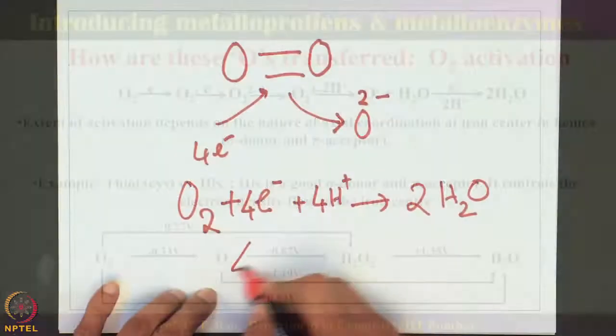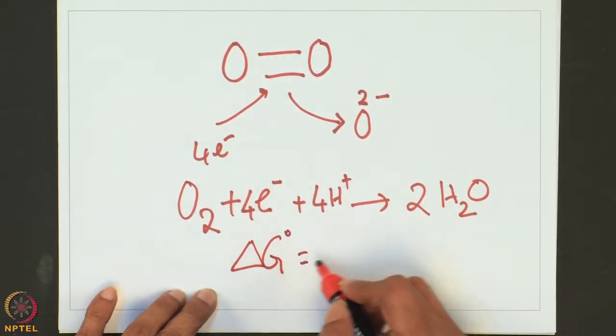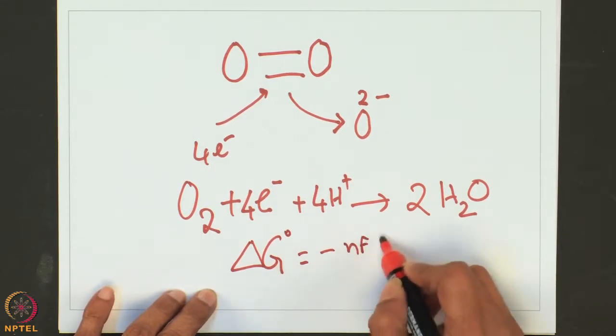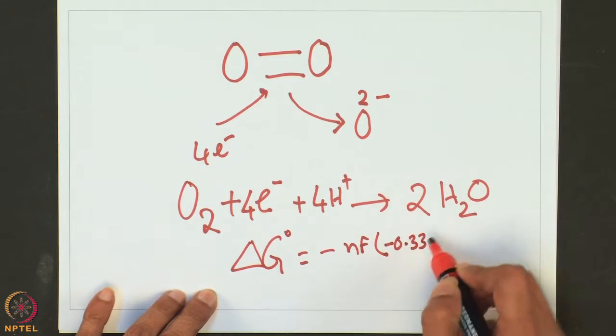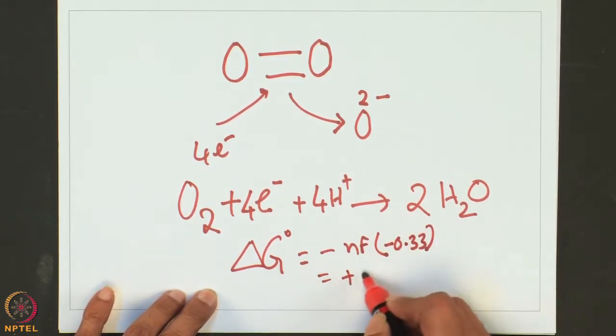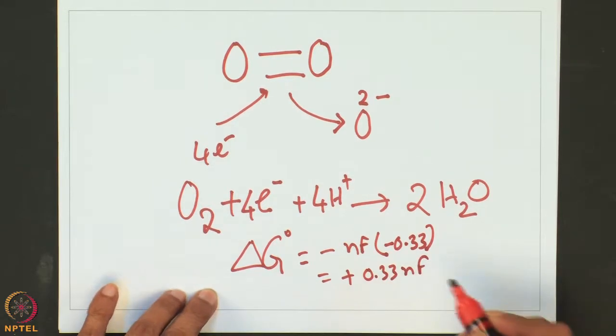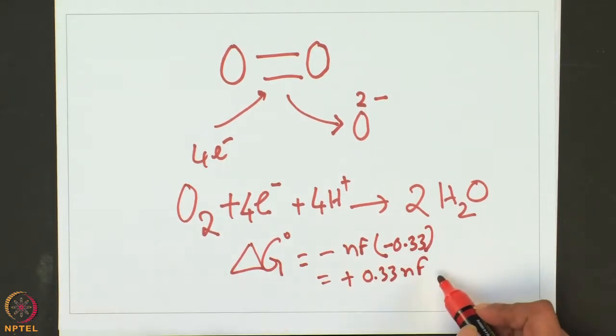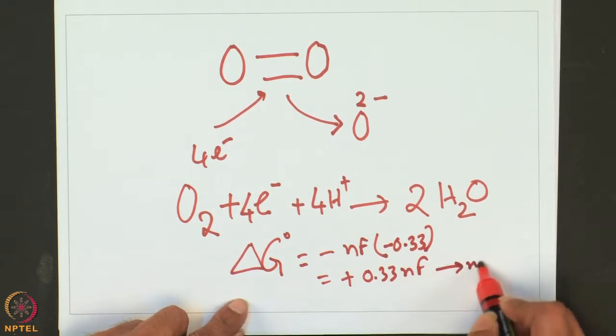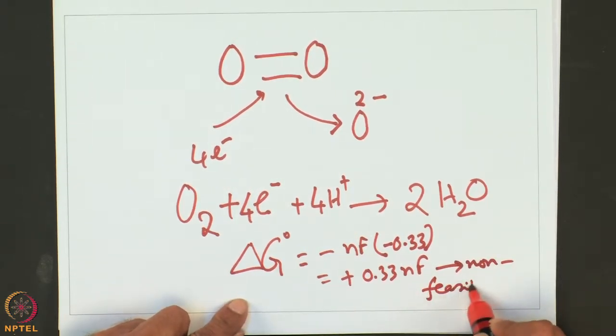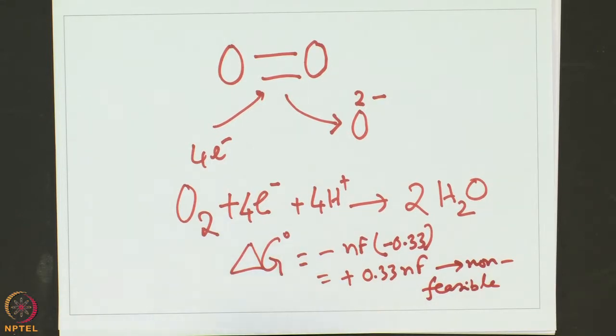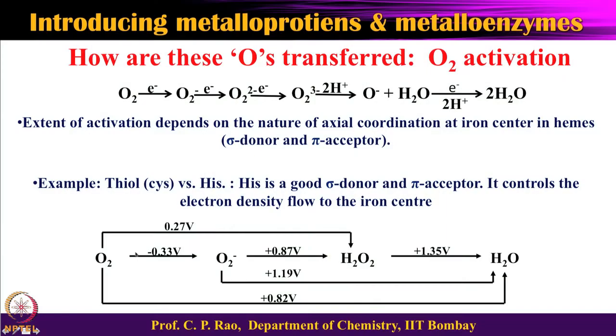Delta G is minus nF times minus 0.33. So, that will become plus 0.33 nF. Is this feasible or non-feasible? Clearly, it is a non-feasible reaction. So, this means the first electron we are talking about here cannot go in easily, spontaneously. But let us assume for some reason we get this in. That is why the enzyme is required, otherwise you would have just thrown the electron into that.